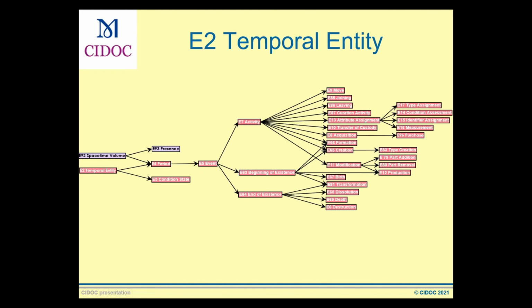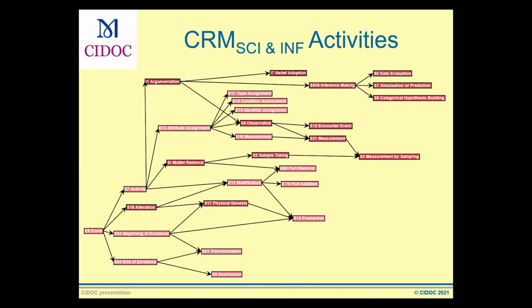Now, what I've done now is extend this with the CRM Sci extension and CRM Inf to show us the extra things that come in when we add in those extra extensions. I've thinned down the pink boxes, which were from the previous diagram, to just show the things which are core to what we're interested in.